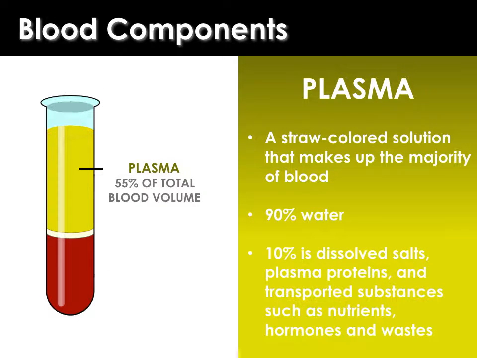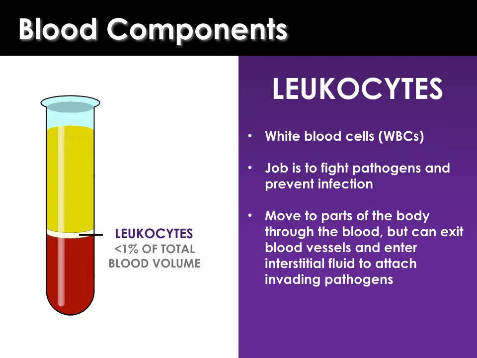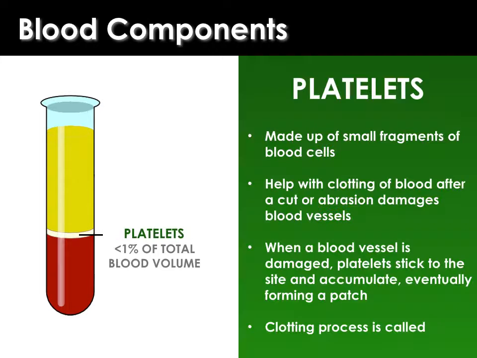Plasma is a straw-colored solution that makes up the majority of blood. 90% of plasma is actually water, and 10% is dissolved salts, plasma proteins, and other transported substances such as nutrients, hormones, and wastes. Leukocytes, which make up less than 1% of total blood volume, are white blood cells, and leukocytes fight pathogens and prevent infection. They move to parts of the body through the blood, but what they can do is actually exit the blood vessels and enter interstitial fluid to attach to invading pathogens.